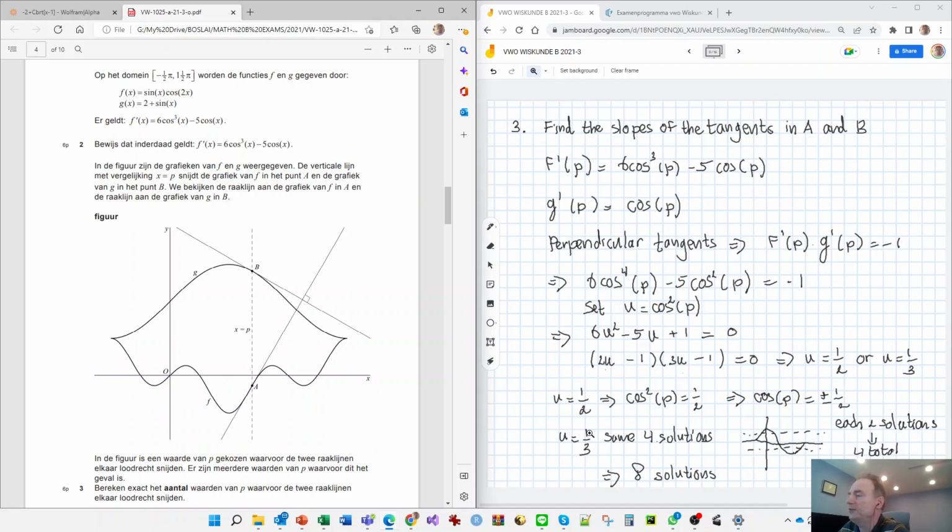And then do the same for the other option, that u is 1/3. And well, 1/3 will be a little bit lower than here, but you get also 4 solutions. So 4 plus 4 is 8. So the answer of question 3 is 8. And obviously you have to be familiar with solving this kind of equations.